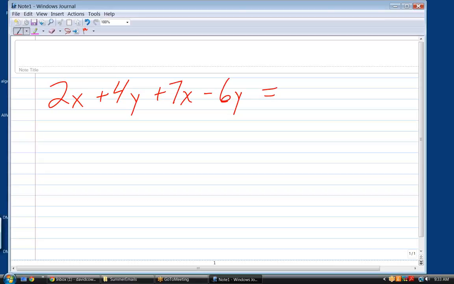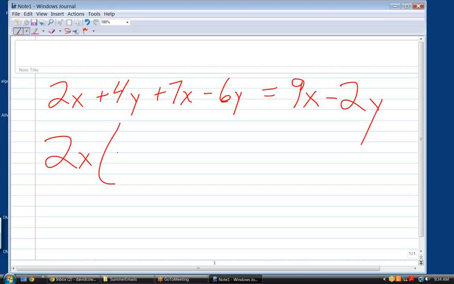How did you factor this? This is more of a gathering like terms and simplifying. In other words, put all the x's together, put all the y's together. Yeah, that's what I did. Okay, so how many x's do you have? 2. Well, what's their total? What's 2x plus 7x? 9x. And then how many y's do we have? -2. Okay. Good. And let's try multiplication.